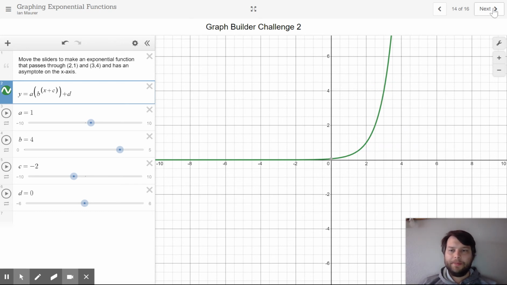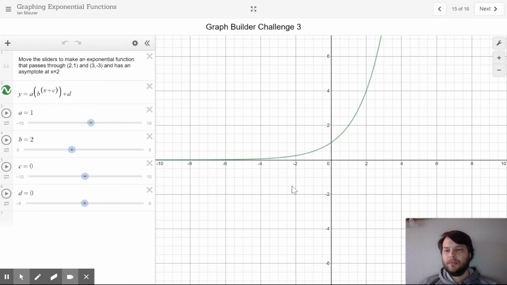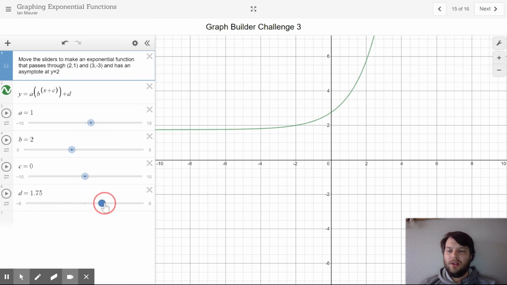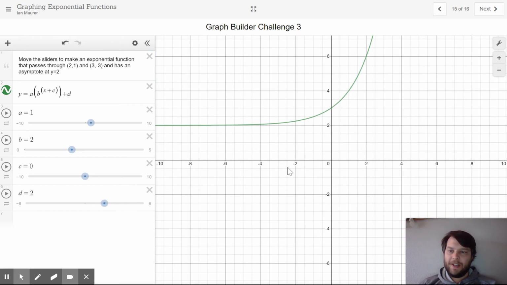I'll do one more. Okay, same sort of idea. We've got an asymptote at x equals 2. That's actually an error. It shouldn't be x equals 2, because y equals gives you a horizontal asymptote. So this should say y equals 2. That's bad. Change that. Fix it. Let's make it y equals 2. Next unit we'll do asymptotes at x equals numbers, but not right now.